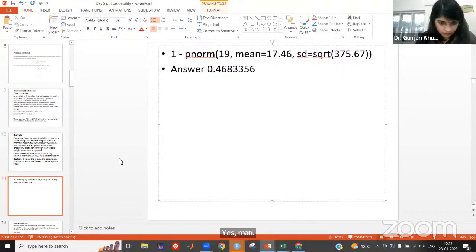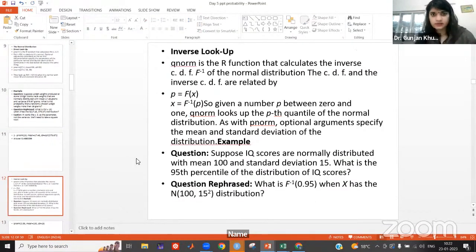Good. So you're able to calculate probabilities for the normal distribution. Now let us come to the next slide. Let us talk about the quantile function. This is the inverse lookup. qnorm is the function that calculates the inverse of the CDF, so we call it F inverse also. If small p is capital F of x, where capital F denotes the cumulative distribution function, then small x is F inverse of p. For qnorm, you'll be able to calculate the x, not the probability, the x.